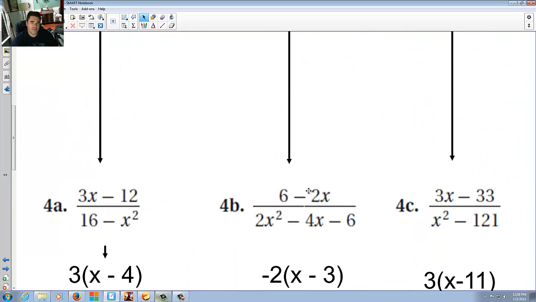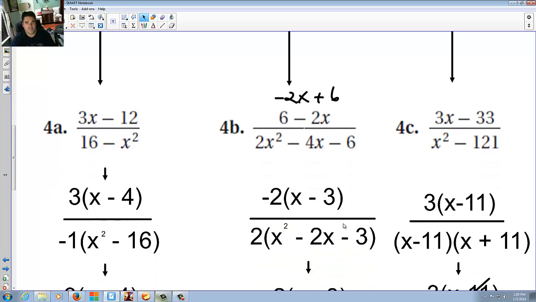Middle one, 6 minus 2x, I'm going to pull out probably a negative 2. Now, you don't have to. I pull out a negative 2 because I want to make it basically by pulling out a negative 2 and flipping these around. See, what I did was I started by putting negative 2x plus 6. I just flipped them around, then took out negative 2. That way I have a leading x, not a non-x, so I wanted to have an x value in front. Personal preference.